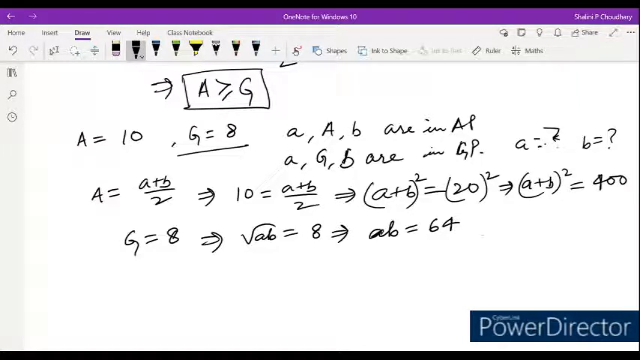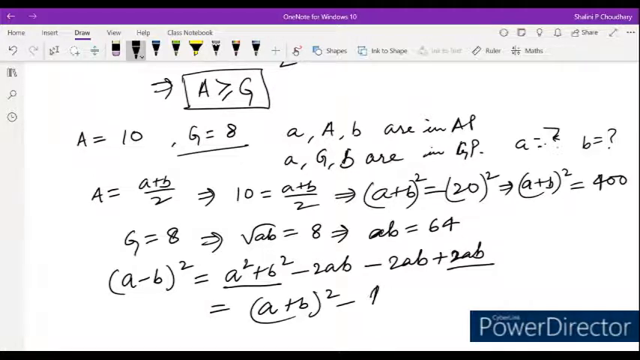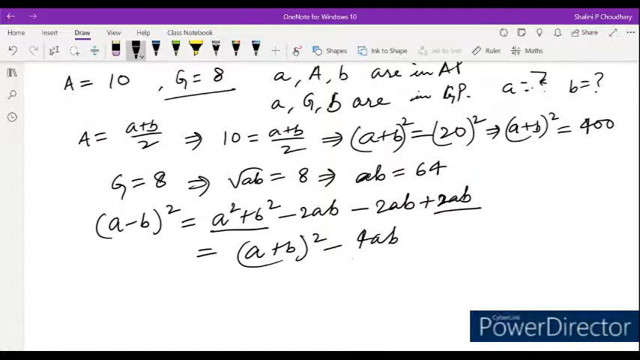Now what we have to do? We have to find out (a minus b) whole square. What will be the value of (a minus b) whole square? It is a square plus b square minus 2ab. If we take minus 2ab and plus 2ab, there will be no change. Now we'll take these values together, so it will be (a plus b) whole square minus 4ab. If ab is 64, then 4ab will be equal to 4 into 64, that will be 256.